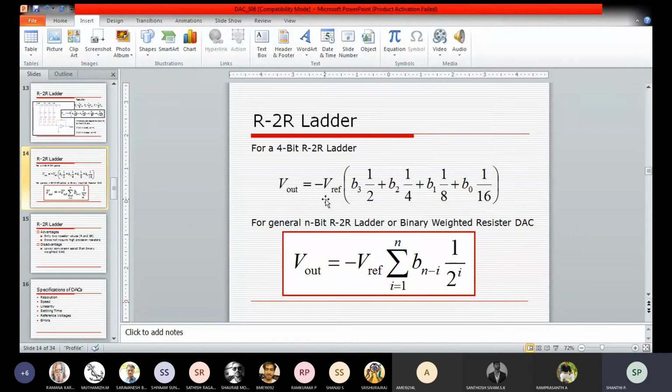The V out is equal to minus V reference. Depending upon whether the bit is 0 or 1, we get the change over B3: 1 means 1, 0 means 0. It's a common formula: V out is equal to minus V reference times the summation of Bn minus i over 2 power i.